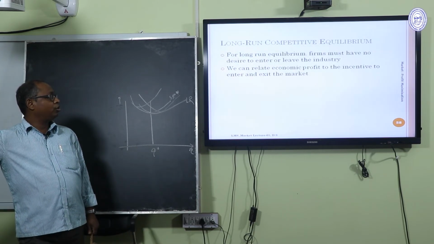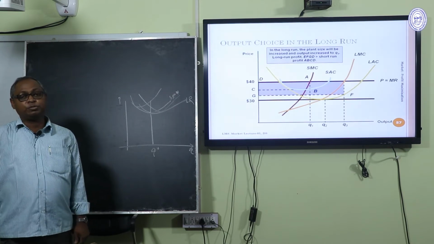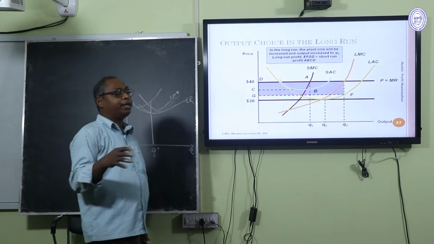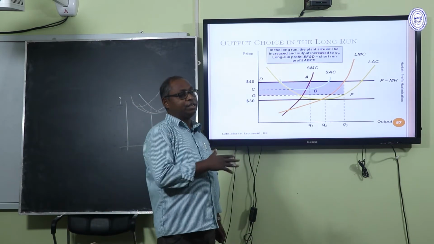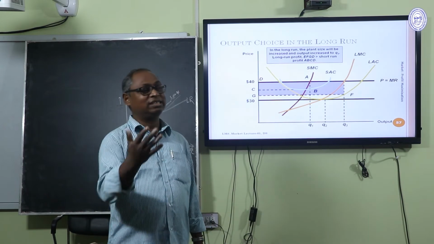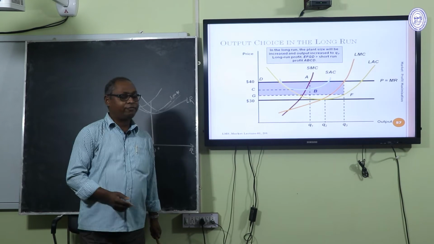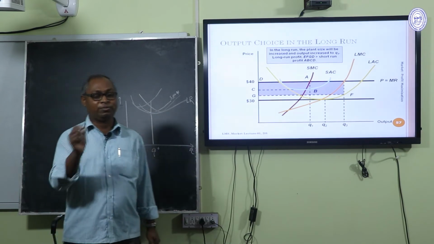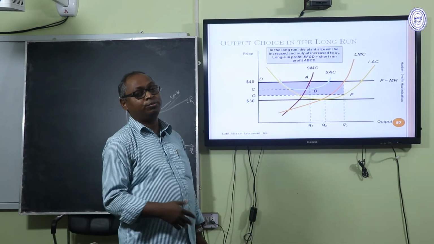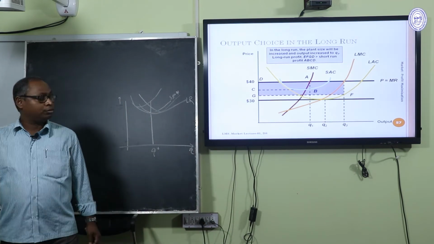Now, long run competitive equilibrium. Those are the possibilities. The farm can use any plant size to trial whether its profit is increasing or decreasing, and the farm will decide ultimately on that plant size which will give the maximum profit, as a profit maximizer, and so will the industry.